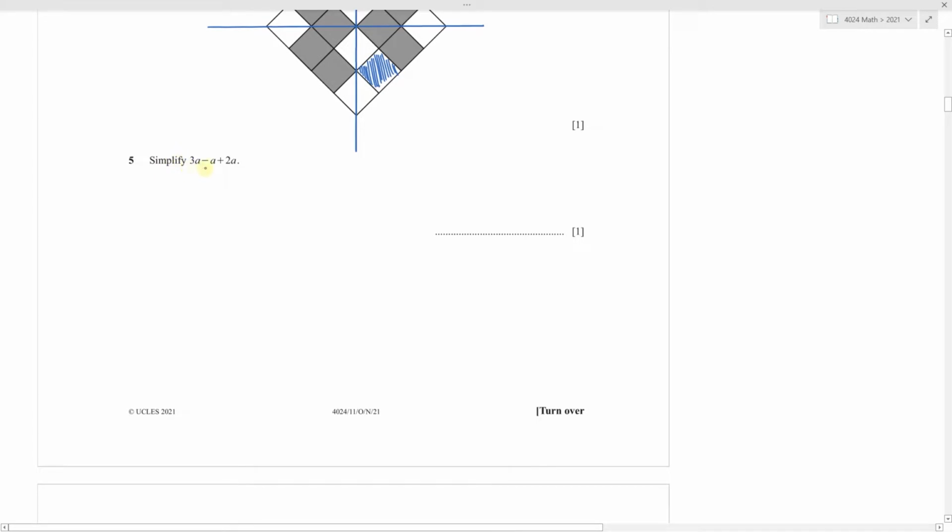Question number 5 is simplify 3a minus 2a plus 2a. So 3a minus 2a is a, plus 2a, which equals 3a. So your answer here is 3a.